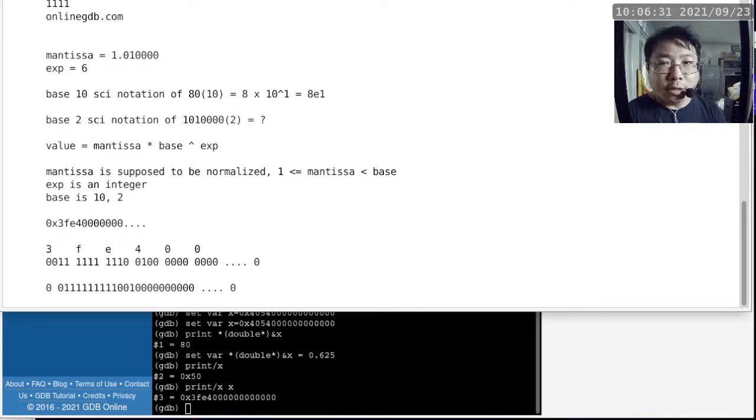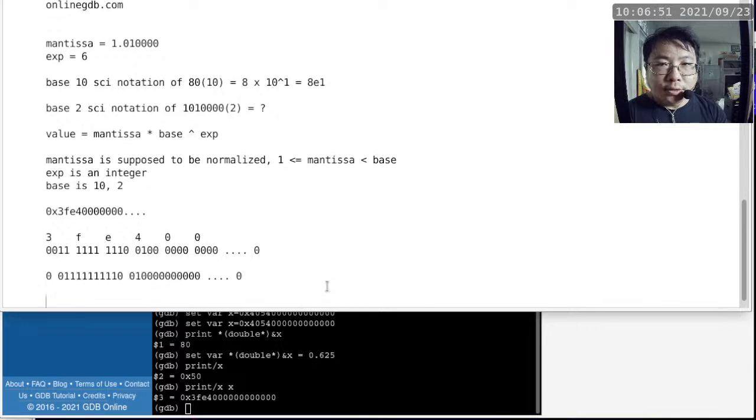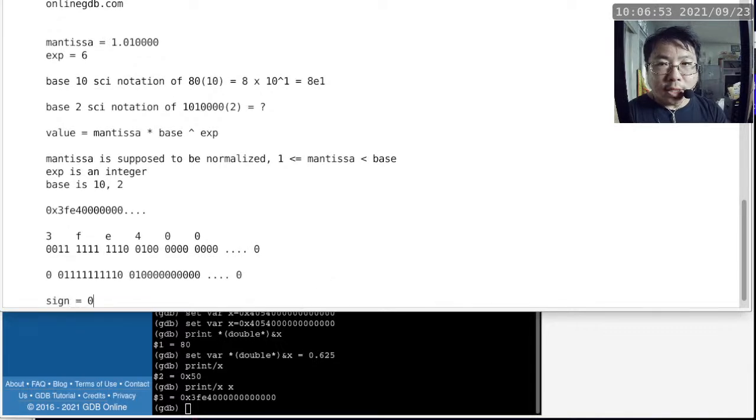So now we count 11. 1, 2, 3, 4, 5, 6, 7, 8, 9, 10, 11. Okay, so these 11 bits are the biased exponent. And then the rest over here would belong to the fractional part of the Mantissa. Alright, so now that we know this, we say the sign is a 0, which means the value is non-negative.